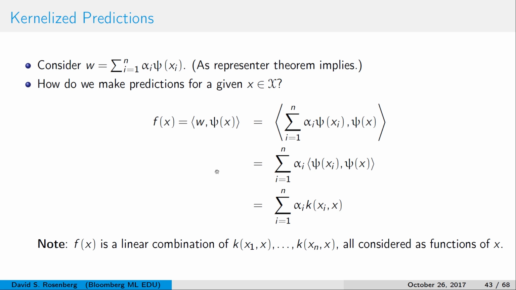Right? So whereas we started with an explicit exposure to w, which may be infinite dimensional, here we only have exposure to these kernel computations. And there's only n of them. Right? So this is how we have kernelized the prediction function. We've written it entirely in terms of these kernel evaluations.